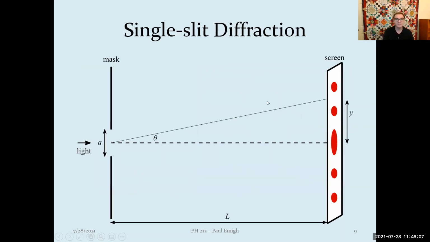You can see I've drawn this picture similar to the one that we've been working with all week. This time I have a single opening in my mask, which I have given a width a. You'll notice that I gave it a different letter than I used for the distance between slits in double slit interference, just to help us keep things straight. And I've drawn on the screen on the right the pattern that we're going to see. We're going to see if we can figure out where this came from.